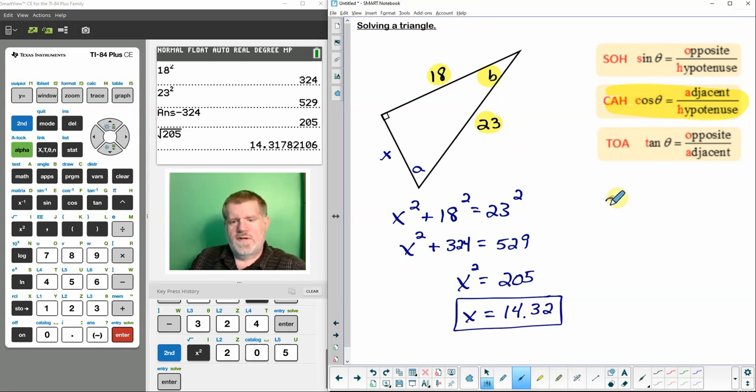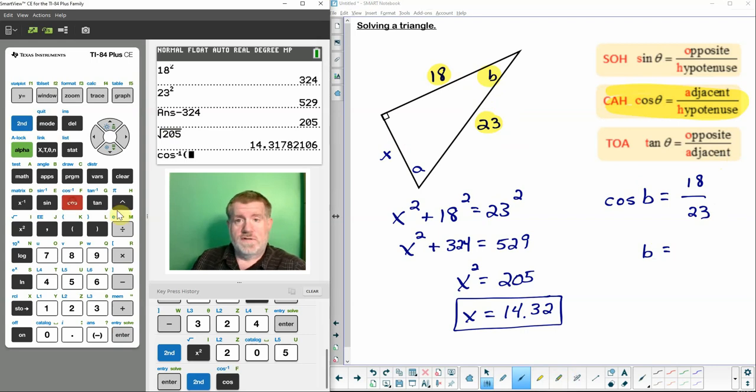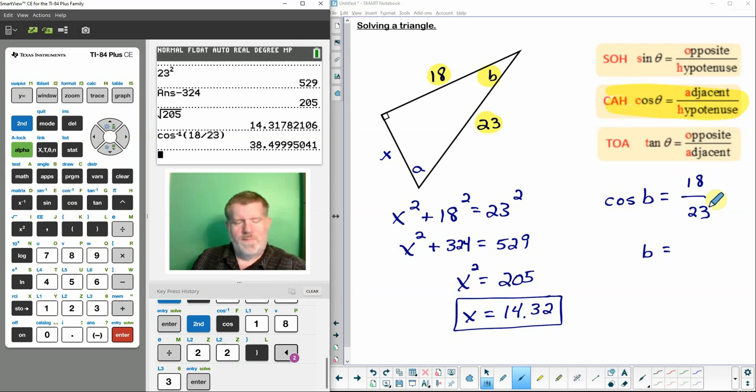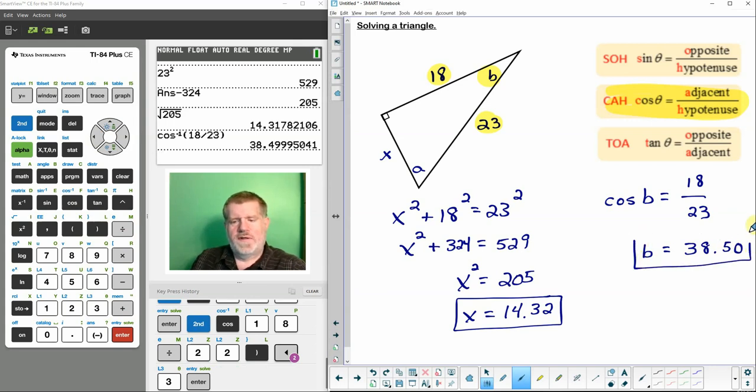And if I use adjacent and hypotenuse, of course, that is cosine. So I'm going to say that the cosine of the angle that I do not know, B, is the adjacent side divided by the hypotenuse. And if I don't know the angle, remember what I hit? I hit second cosine. And then I type in my ratio, 18 over 23. So my angle is approximately 38.50.